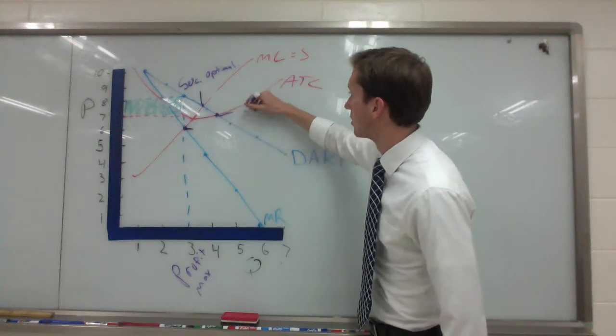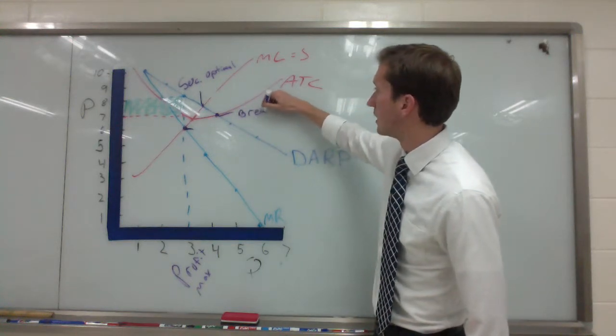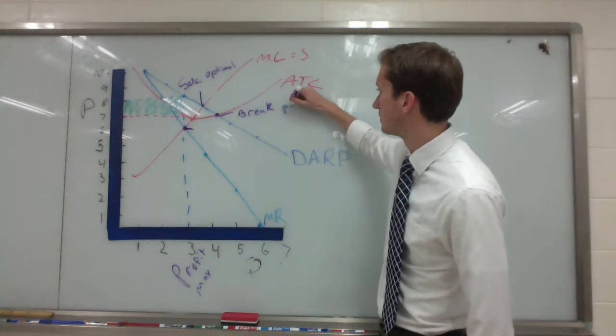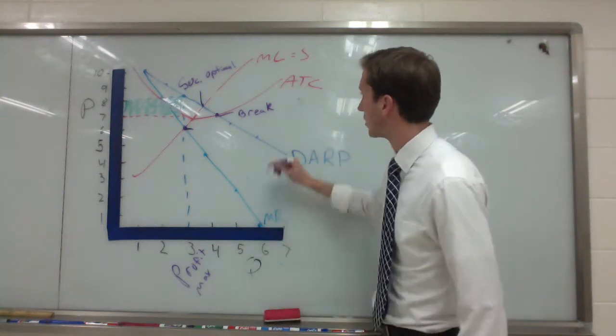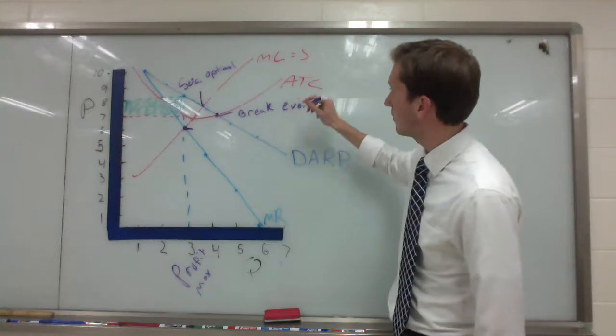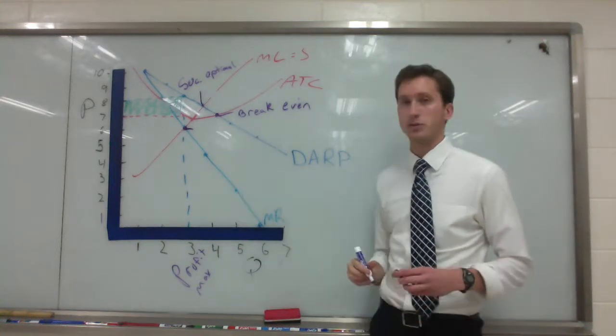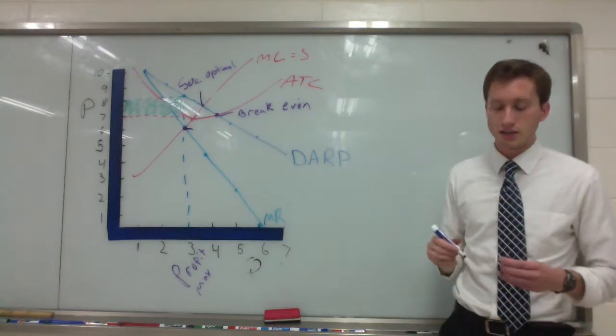This is our break-even point. Break-even point is going to be where ATC equals demand. All right, break even there.